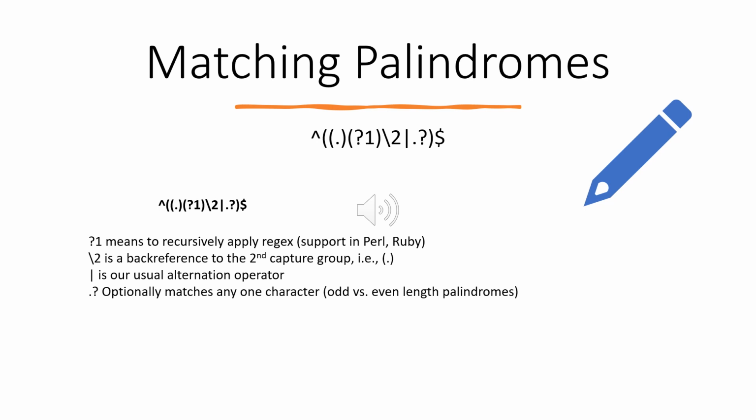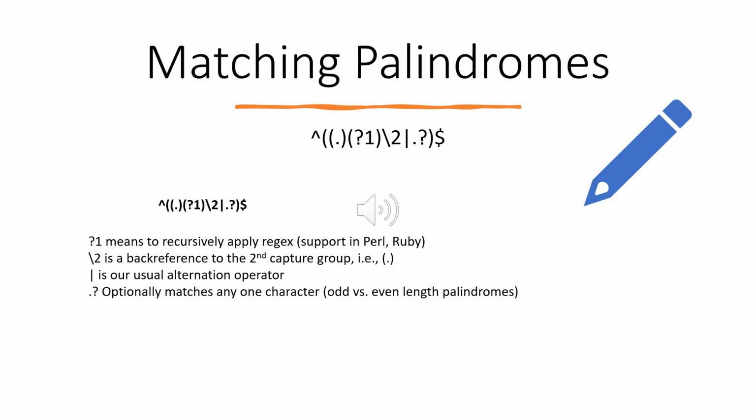Now that's the left-hand side of the alternation, and the right-hand side is optionally matching a single character. The whole purpose of that is to be able to read in odd versus even length palindromes, in which case the dot would be matched for an odd length palindrome. And you can plug this into a Perl regex checker, and you can see that it does, in fact, recognize palindromes and reject non-palindromes.